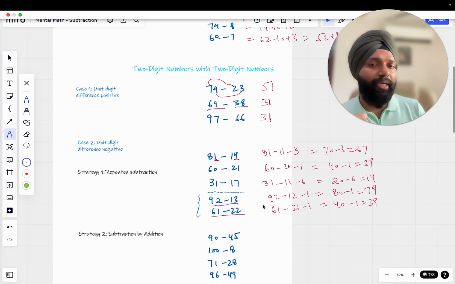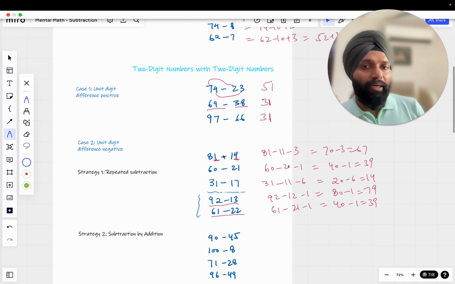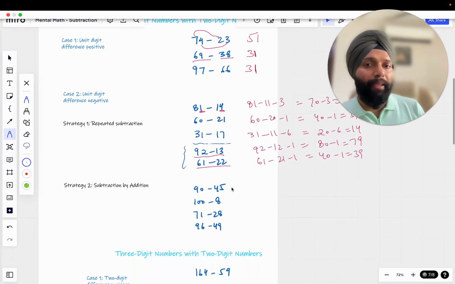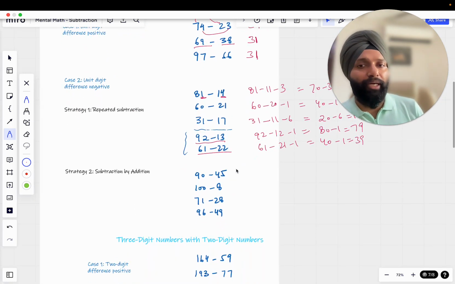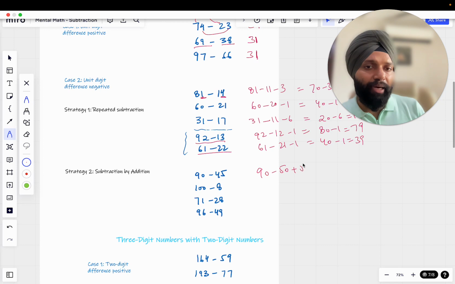Okay, so in this case what we are doing is we are making the unit digit the same, and then whatever is additional we leave out, right? This is what we are doing here. Or you can do the other way, subtraction by addition, where you take it to the nearest multiple of 10 and then you add whatever you had subtracted extra. So this becomes 45. So 100 minus 8 is 100 minus 10 plus 2, which is 92.